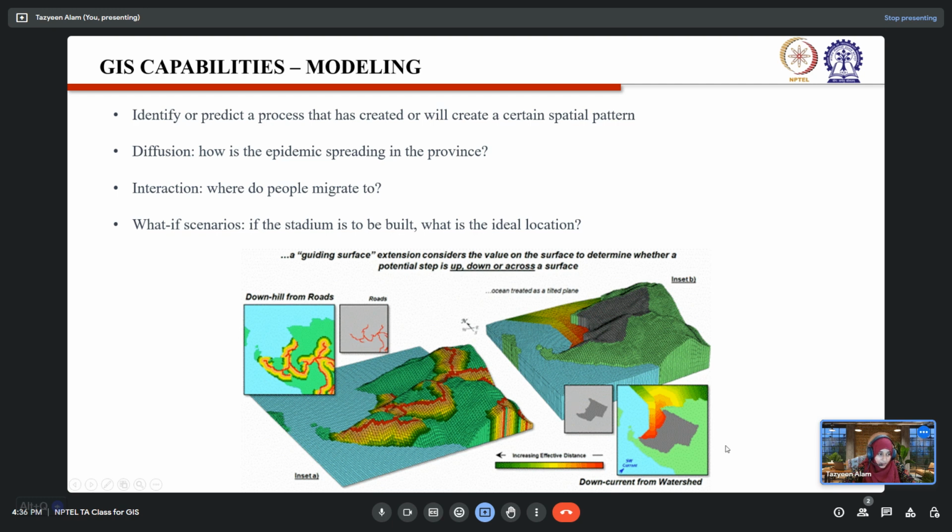Similarly, if you look at this particular example, you see how the ocean is treated as a tilted plane, and here we are going downstream from a watershed. So the play here is that of a watershed, but the play here is that of roads. So these are just two different topographical and regional contexts where we are trying to show how your model is going to look.